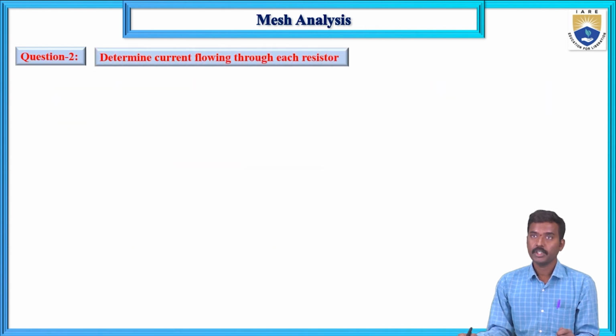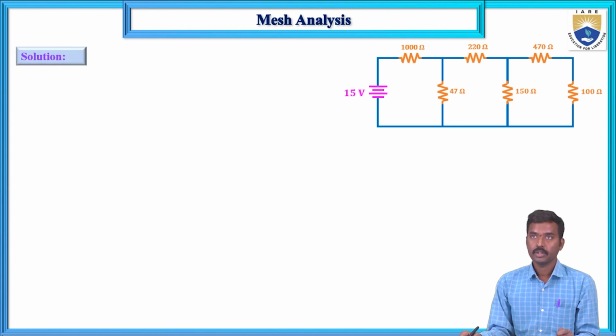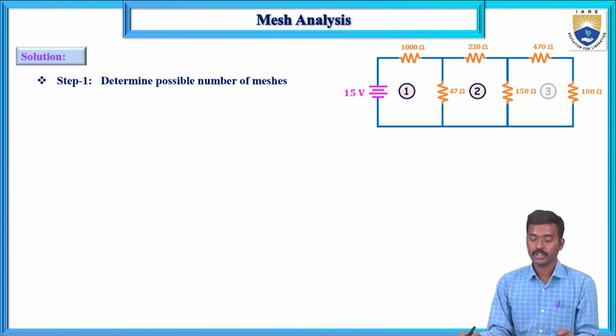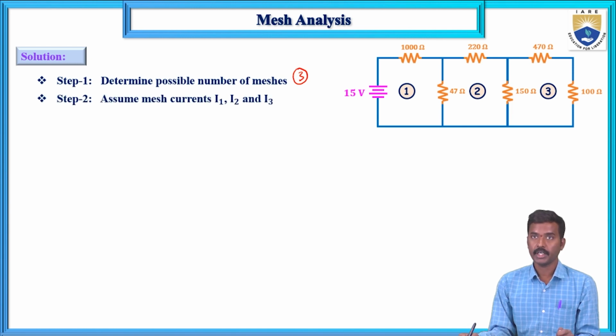Next problem, the second problem. Determine the current flowing into each resistor using mesh analysis in the given network. Solution for this. Step 1: determine the possible number of meshes. Mesh 1, mesh 2, mesh 3, total 3 meshes. Next, step 2: assign the mesh currents I1, I2 and I3, in the clockwise direction only.